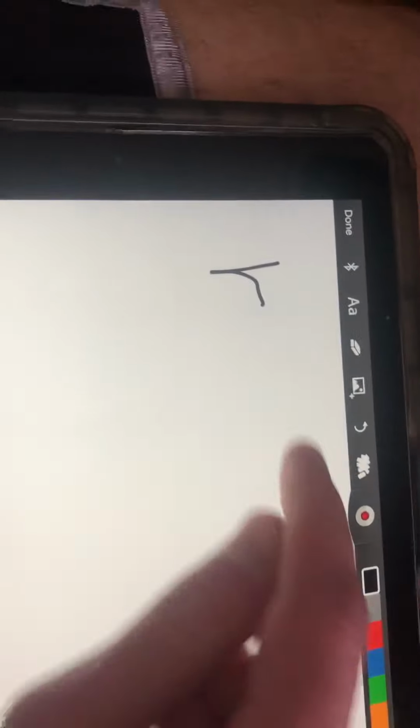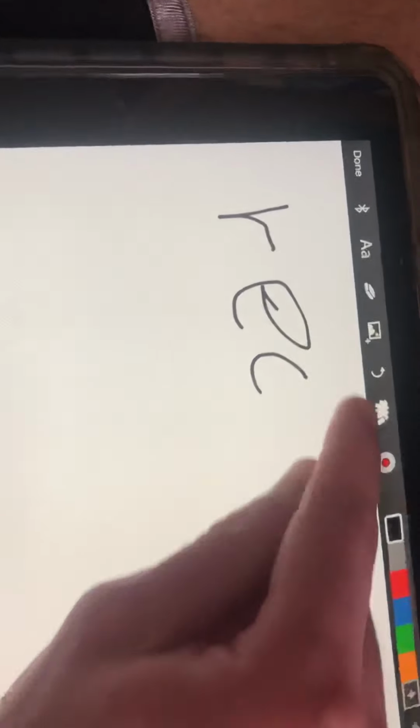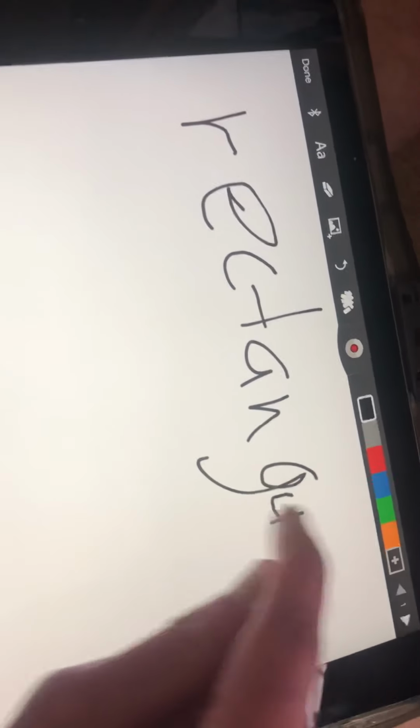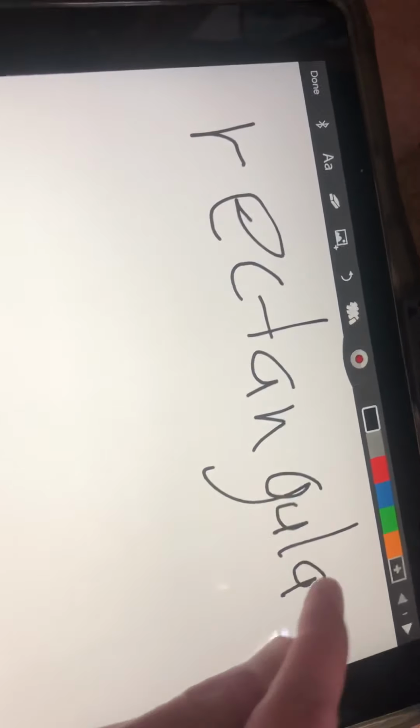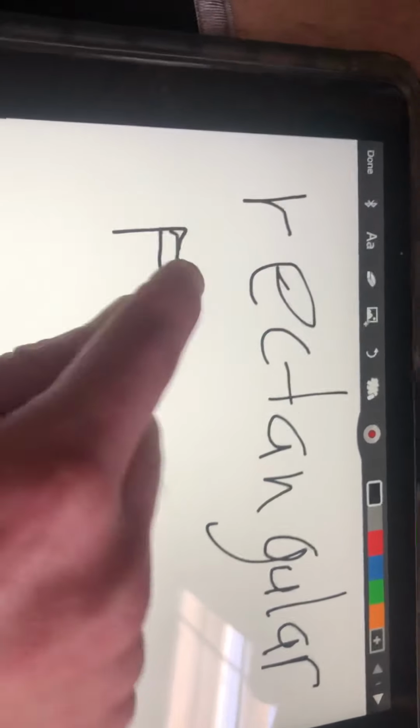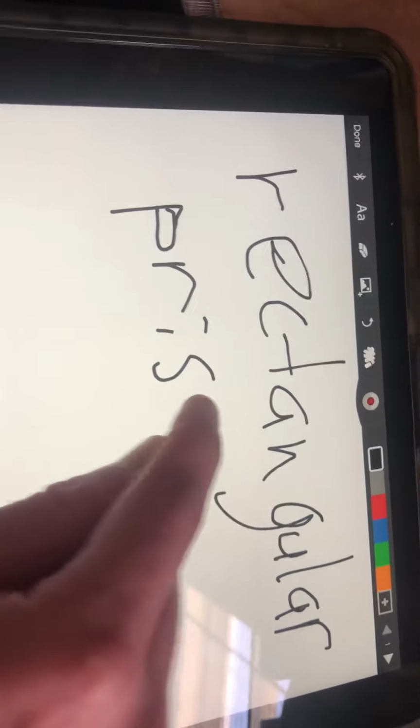So the correct answer is rectangular. The word rectangular is like rectangle, remember, because it's made up of rectangles. Prism. And prism means that it's 3D.